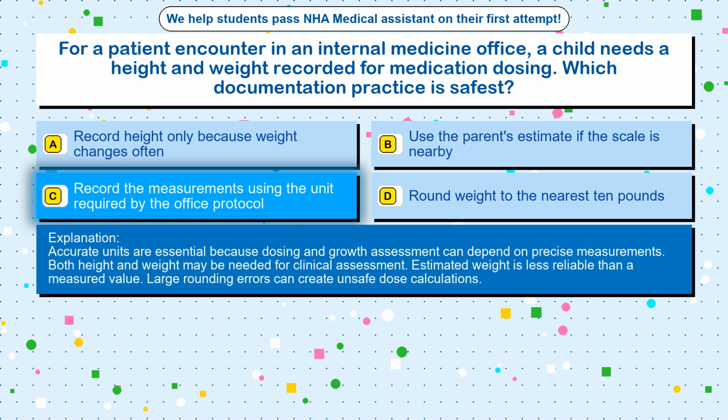Accurate units are essential because dosing and growth assessment can depend on precise measurements. Both height and weight may be needed for clinical assessment. Estimated weight is less reliable than a measured value. Large rounding errors can create unsafe dose calculations.